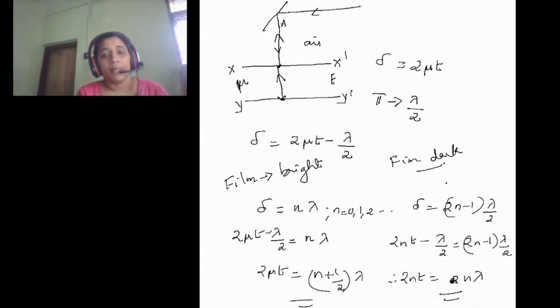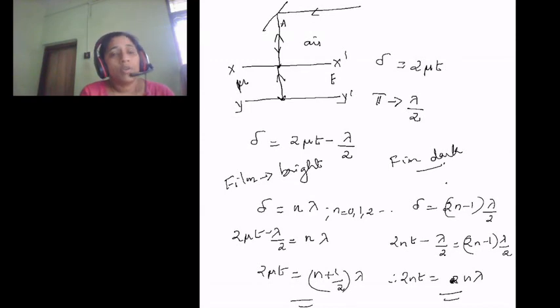But the wave which is reflecting from the upper surface is traversing from a denser medium to a rarer medium, or from a higher refractive index material to a lower refractive index. So that beam undergoes a phase change of pi, or a path difference of lambda by 2. Therefore the effective path difference is 2 mu t minus lambda by 2. Then we have to apply the conditions for brightness and darkness.